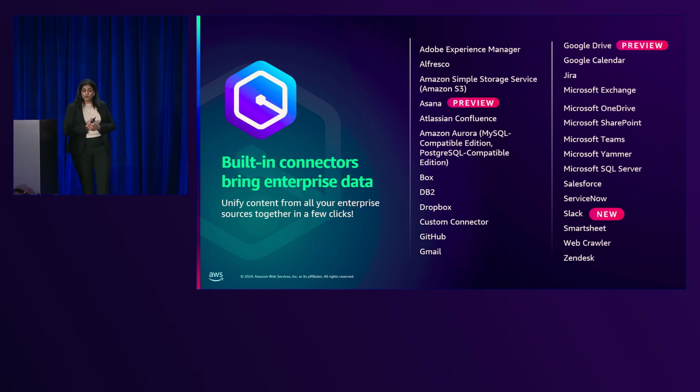Right now, our latest connector is Slack, and we have two others that are in preview, which are Google Drive and Asana. So why are these connectors so important? What is so great about them? As you're all aware, data, which is in all of these applications you're seeing on the screen, is scattered across enterprise systems, and oftentimes it's in silos.